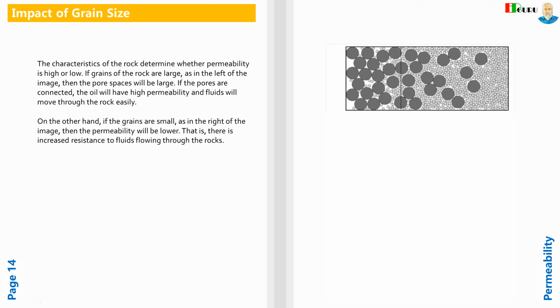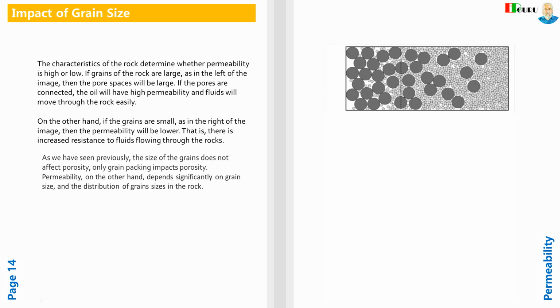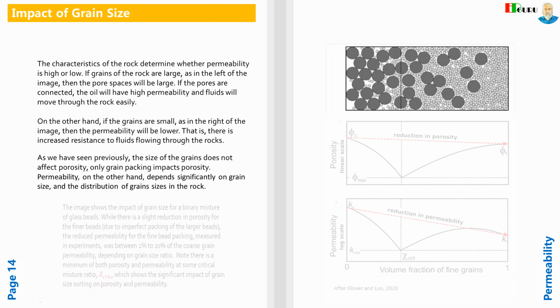That is, there is increased resistance to fluids flowing through the rocks. As we have seen previously, the size of the grains does not affect porosity, only grain packing impacts porosity. Permeability, on the other hand, depends significantly on grain size and the distribution of grain sizes in the rock.